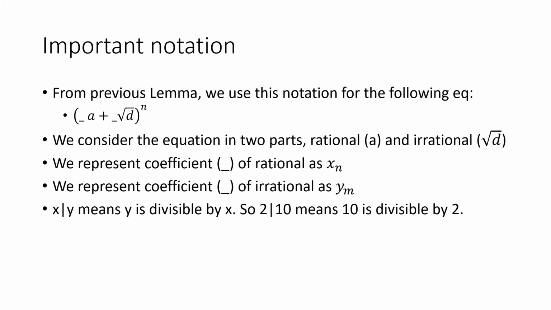So to start things off, I'd like to present some important notations that we use throughout this presentation. From the previous presentation from Gabe Appleton, we learned that this is an equation that is used throughout the entire paper. Whenever the author uses this equation, he often represents the first part, which is the rational portion of this equation, as x of n. So when you see x of n used in the paper, it is representing the coefficient of the rational portion of this equation. When you see y of m, it is representing the irrational portion of this function.